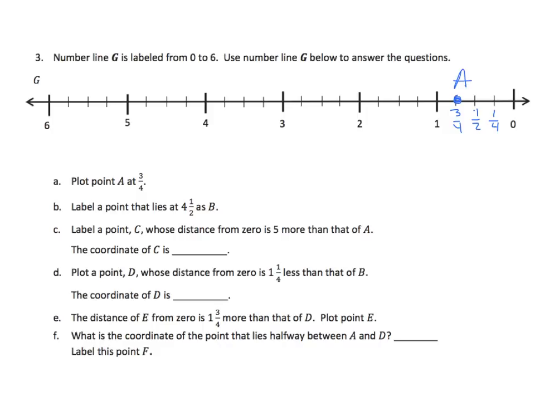Then it says label a point that lies at 4 1/2 as B. So again, we'll take a look. We've got our 4, 4 1/4, 4 2/4, that's 4 1/2. We'll label that B.